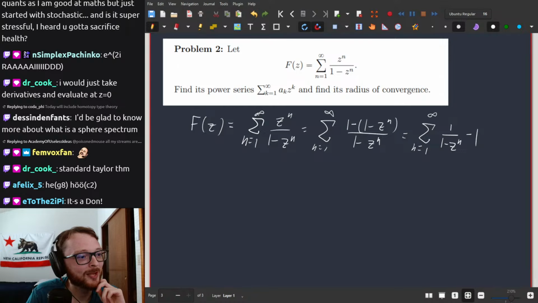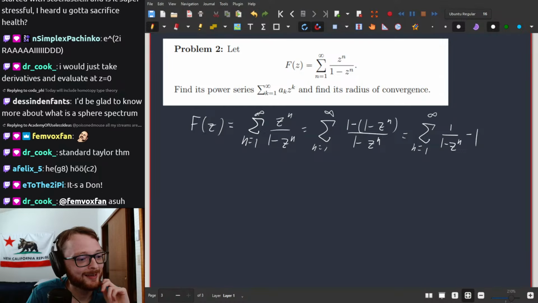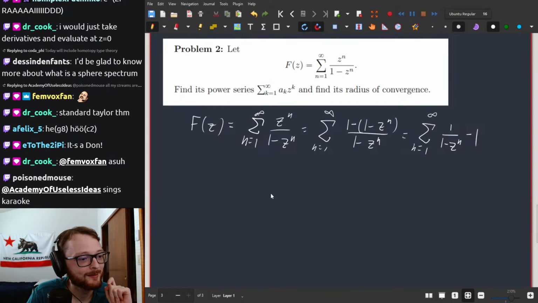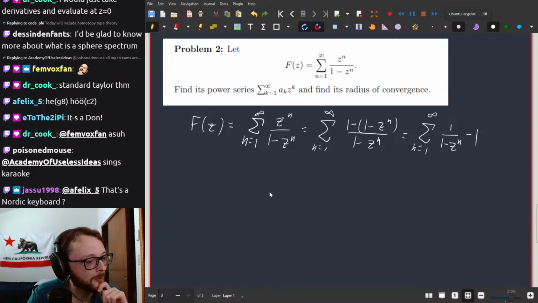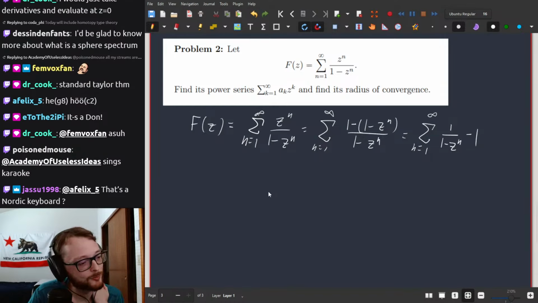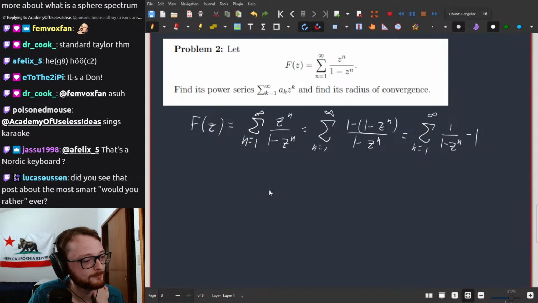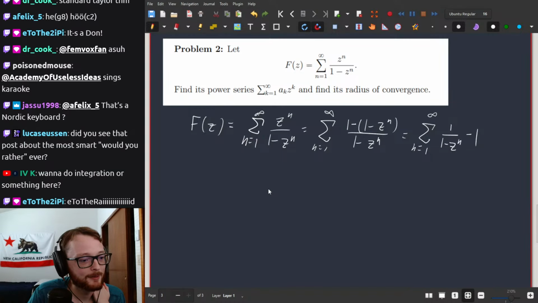Today will include homotopy type theory. Nice. Hey, $10. So yeah, oh wait, my thoughts on quant? It probably is a good career choice. I don't know much about being a quant, to be honest. Most smart would you rather ever? No, I did not see that.